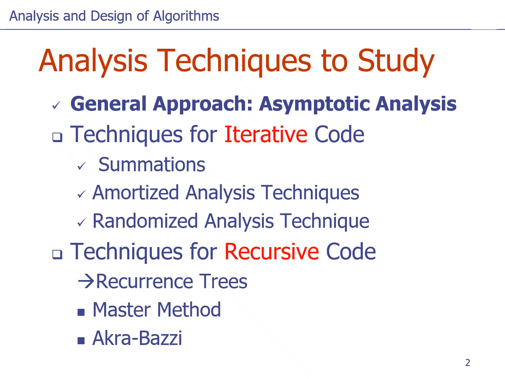What we will start looking at today is analysis of recursive code. We will look at three techniques: recurrence trees, master method, and Akra-Bazzi, and we will see how we can approach finding the asymptotic behavior of any recursive code.